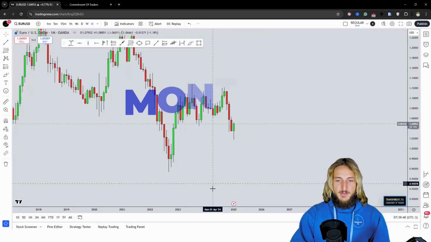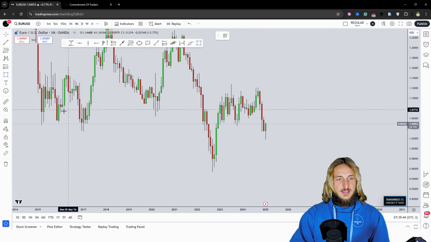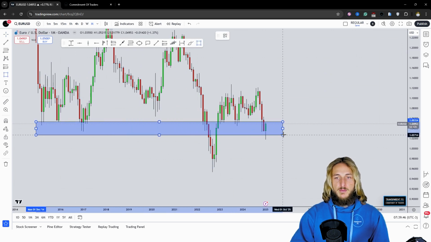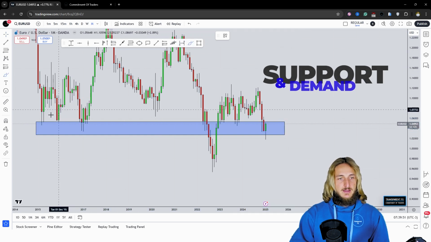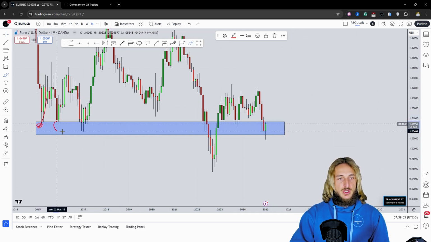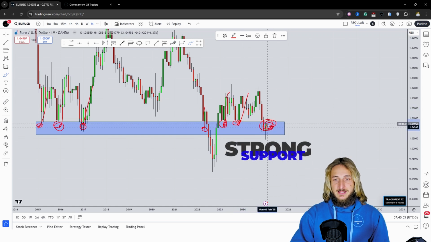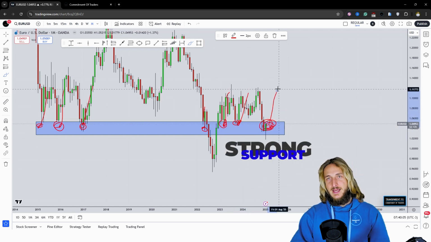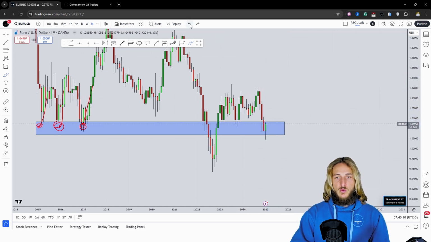Now, starting from the monthly time frame, what we can see is that at the moment we have a market which is testing a quite strong historical monthly support and demand area. What we can see, in fact, is that from here, all these previous rejections to the upside have been created. So every time the market tested this zone, it reacted quite aggressively, creating these massive rejections to the upside. And at the moment, the market is testing the same level again, from which there is again a good probability of seeing yet another rejection to the upside.